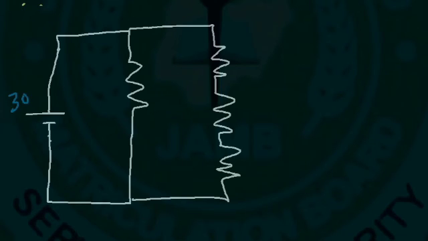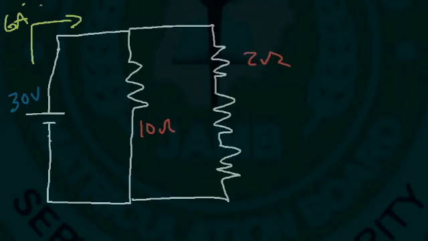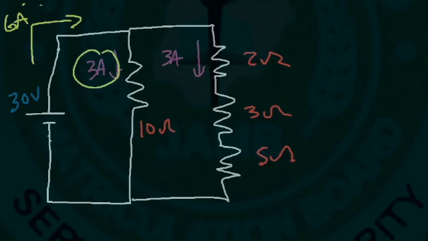So this is 30 volts. We have 6 amps of current leaving the battery. Here is the 10 ohm resistor. This is 2, 3, and 5. So we have 3 amps flowing through the 10 ohm resistor and 3 amps flowing through the other 3 resistors. So you can see that the voltage across the 10 ohm resistor is 3 times 10, which is 30.